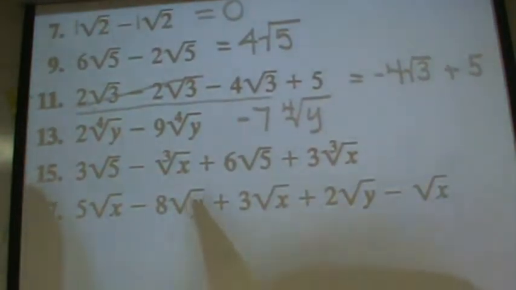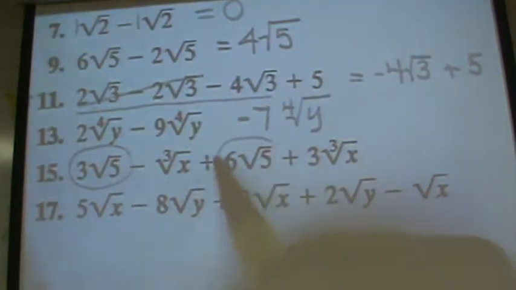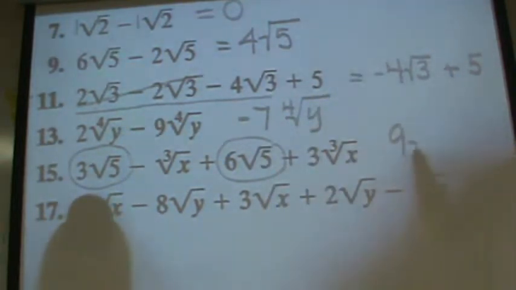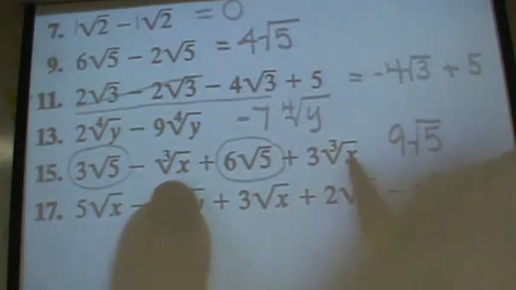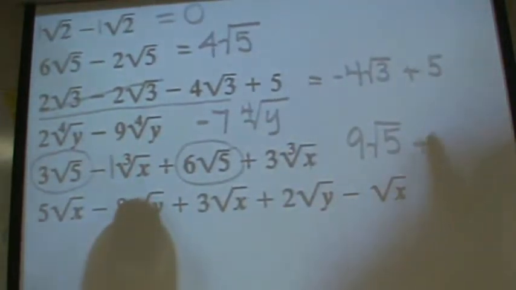Number 15, looks like this and this are alike. So combining these two, you get 9 root 5. And these two are alike. So negative 1 plus 3 is 2 cube root of x.